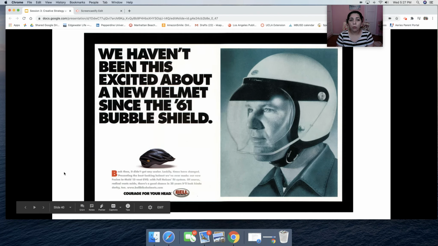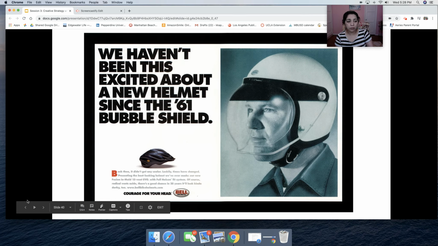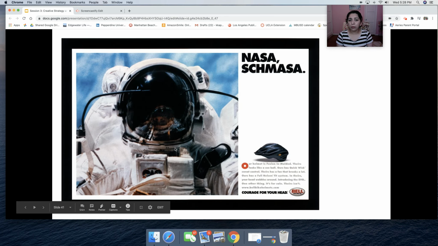Okay, number 2. We haven't been this excited about a new helmet since the 1961 bubble shield. Okay, so the little text there is saying back then it didn't get any cooler. So what they were wearing at that time, 61, they were cool. Look at them now, they're still cool. Okay, so that's what they're trying to say, that it was a cool shape then, it's a cool shape now, and of course it's real great quality stuff. Okay, because that's Kenny, who's the biker guy who we don't probably know, but he's pretty famous in the bikers world.